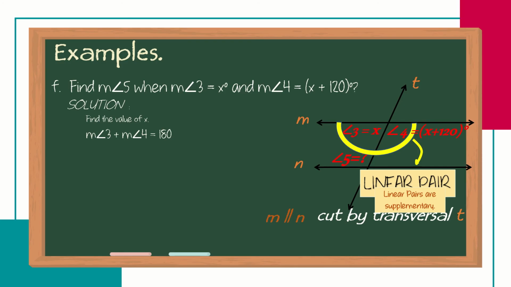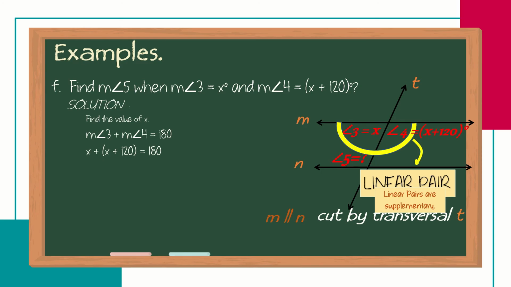Substituting the values of angle 3, which is x, and the measure of angle 4, which is x plus 120, we have x plus x plus 120 is equal to 180.